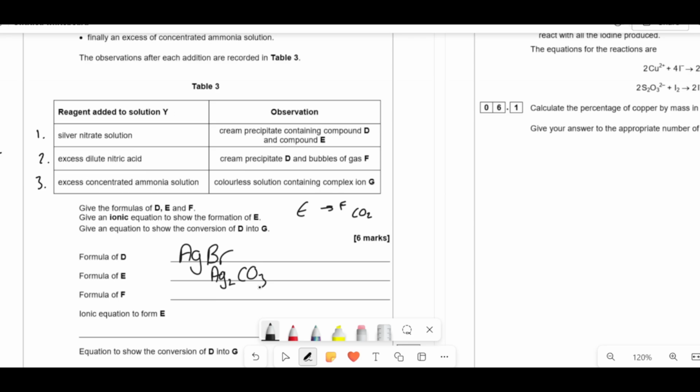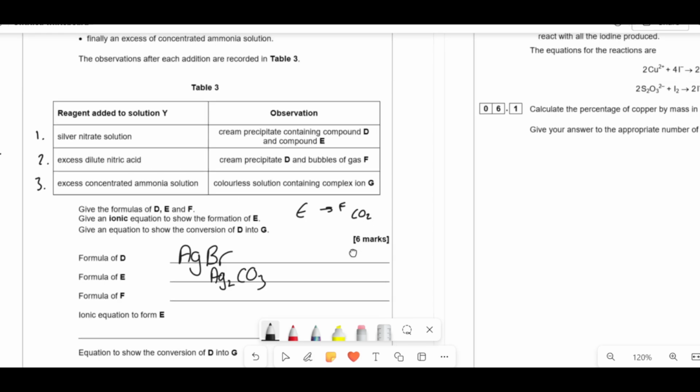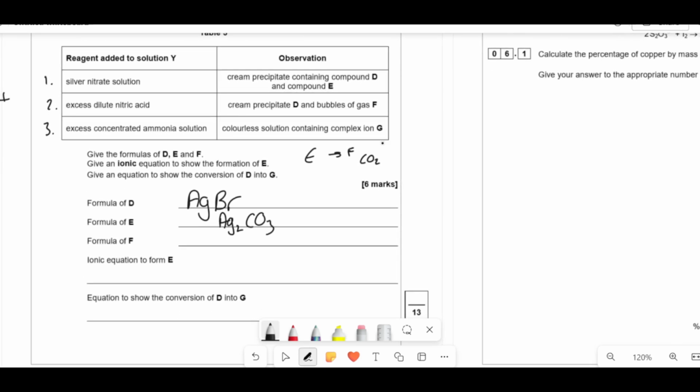Then it says they've added excess concentrated ammonia solution, and then you get a colorless solution containing this complex ion G. So then that has to be, well, you've got AgBr plus NH3. You definitely know those are the two things that are being added. So we've sorted that part. And then this is bubbles of gas F. The gas F has to be CO2.